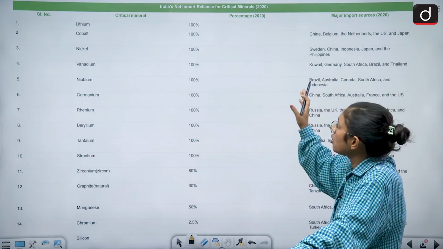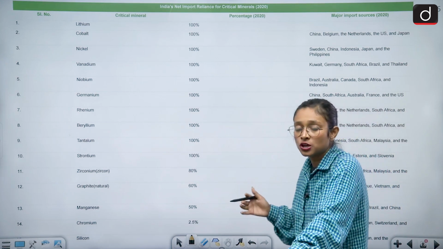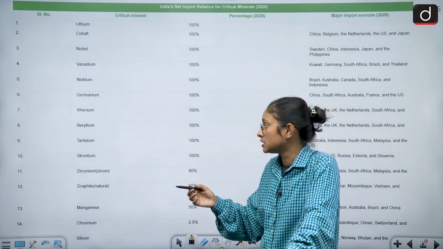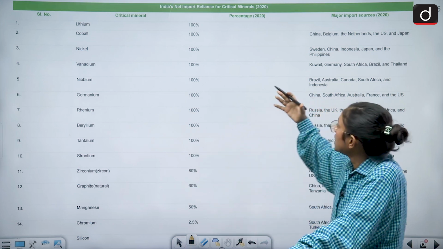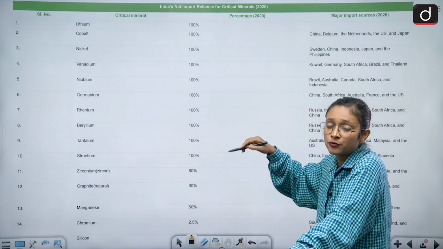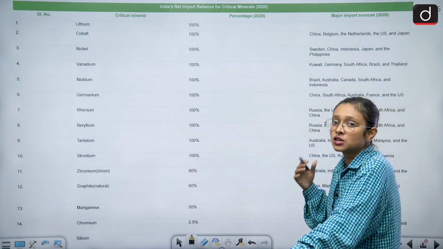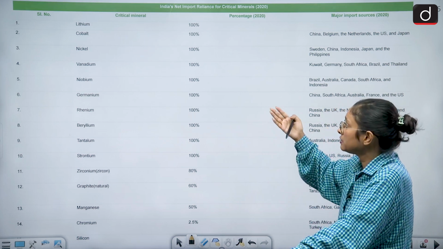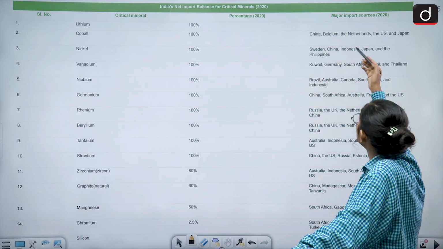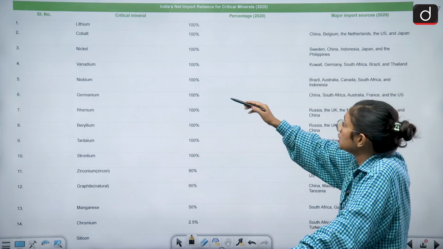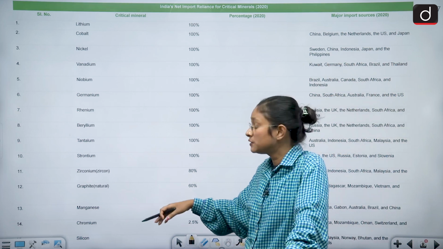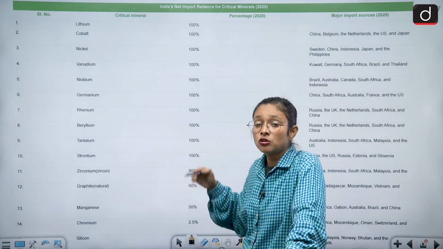And this is the list of imports, showing that despite having production of 95 minerals, we are still dependent on many minerals from other countries. These are the things we have listed here, and we don't need to find out which country is producing how much, but we can have a rough idea that for lithium we are dependent on China, Belgium, Netherlands, US and Japan. For vanadium, Kuwait, Germany, South Africa. So here is the list of 14 or 15 minerals in which we are dependent on other countries.